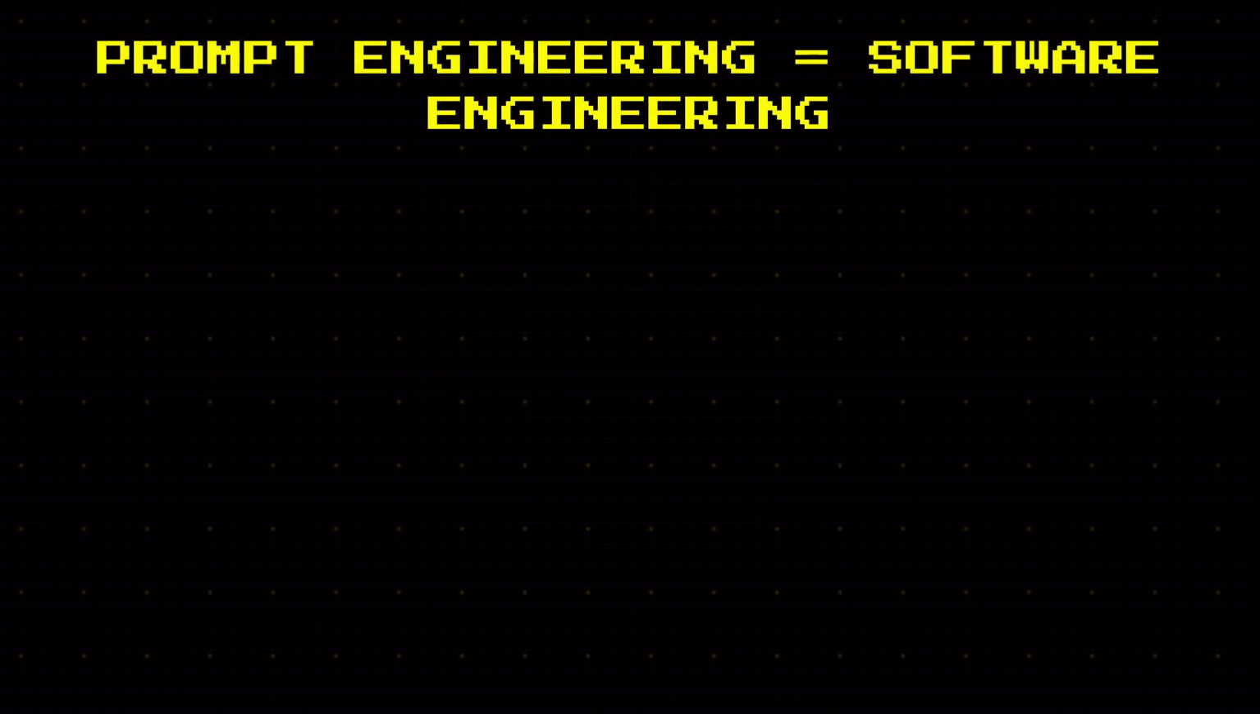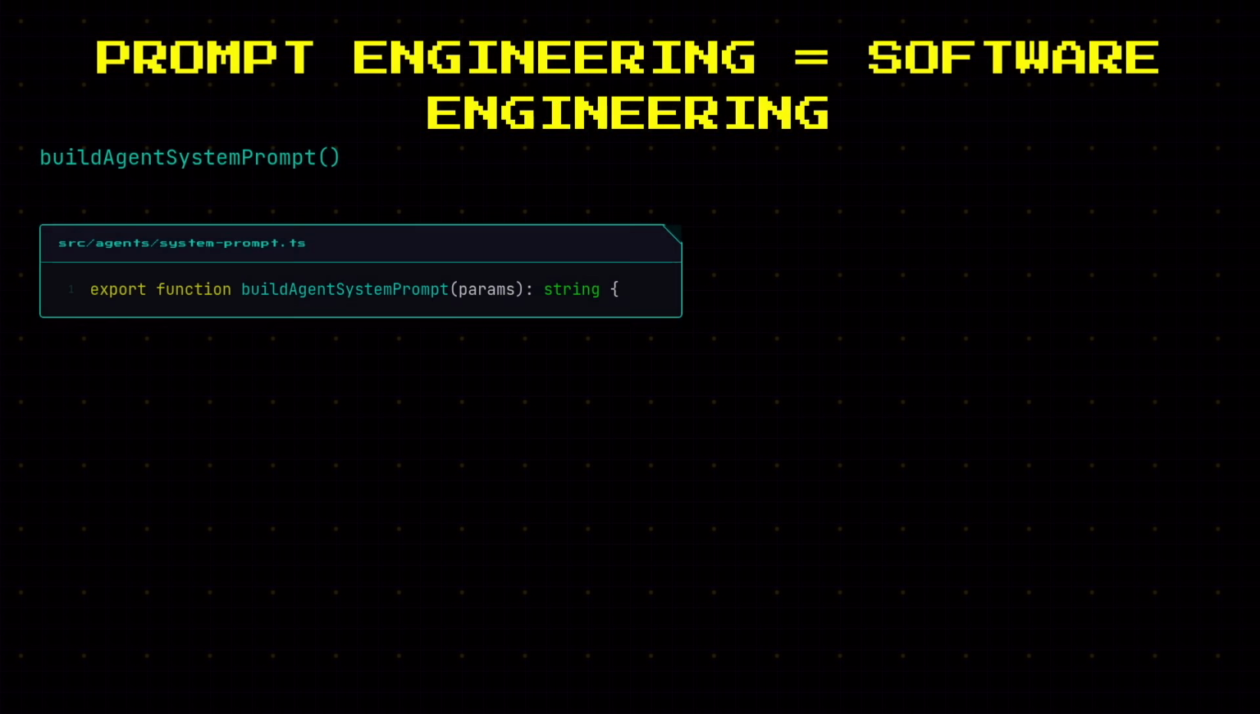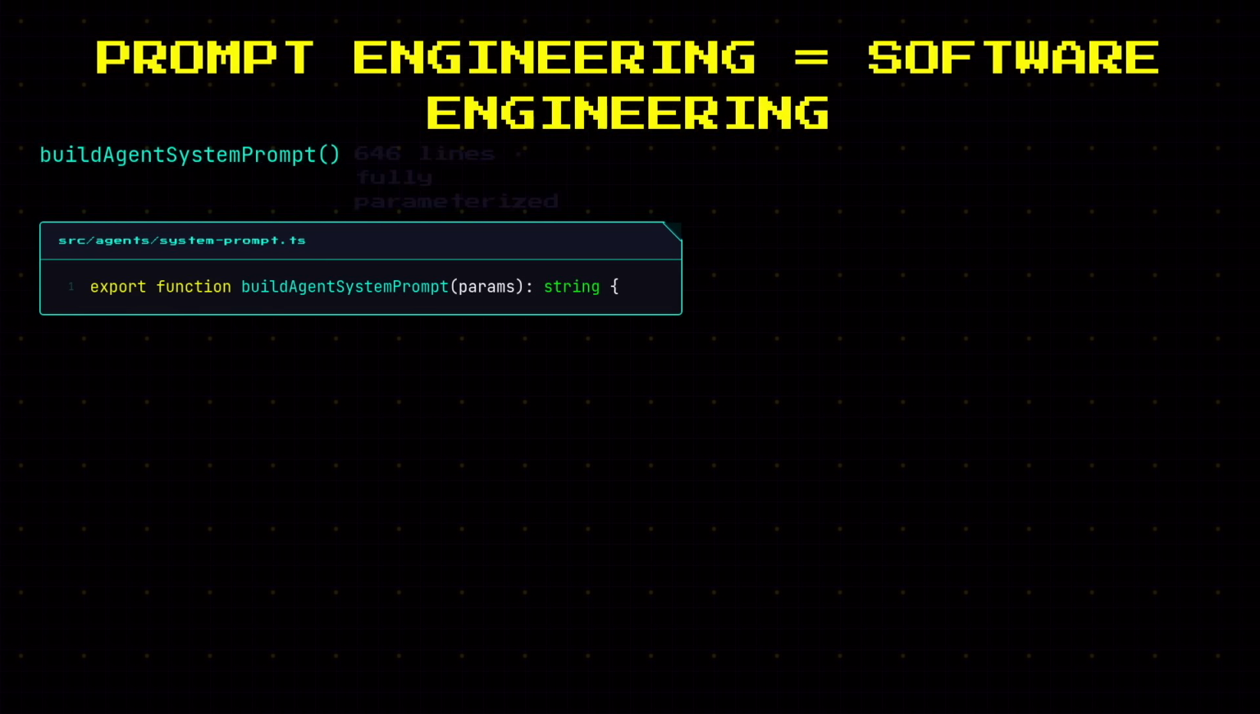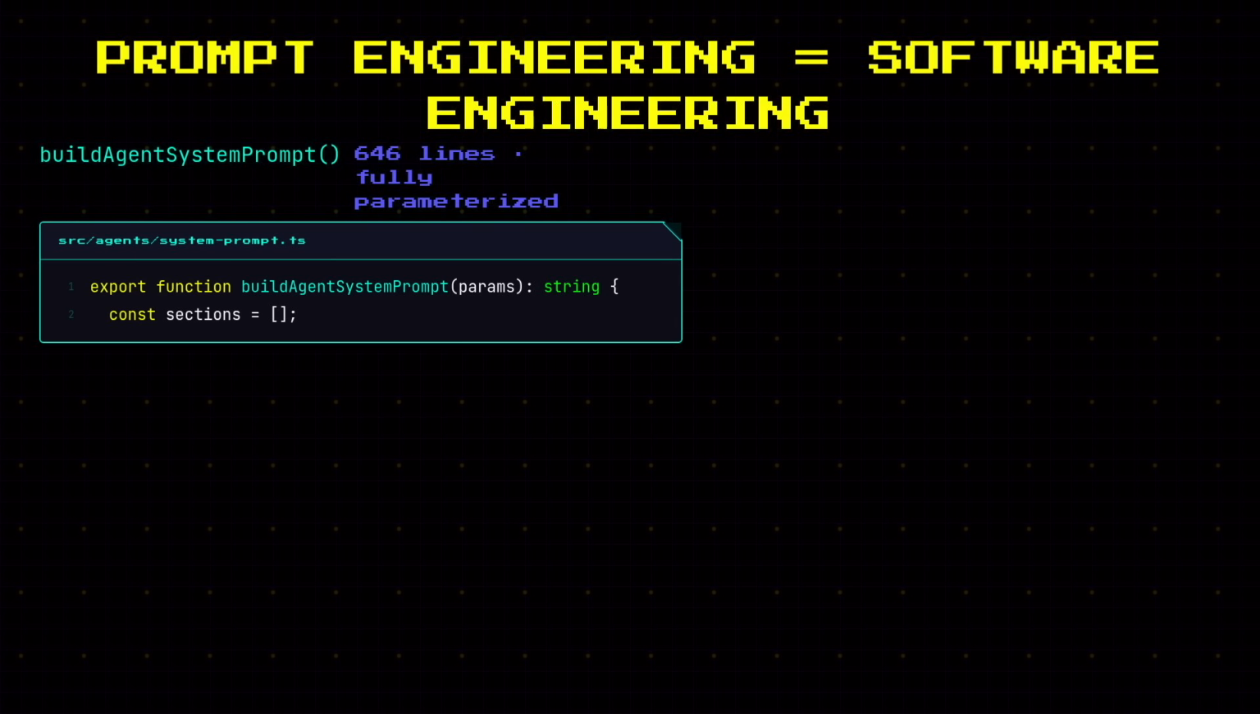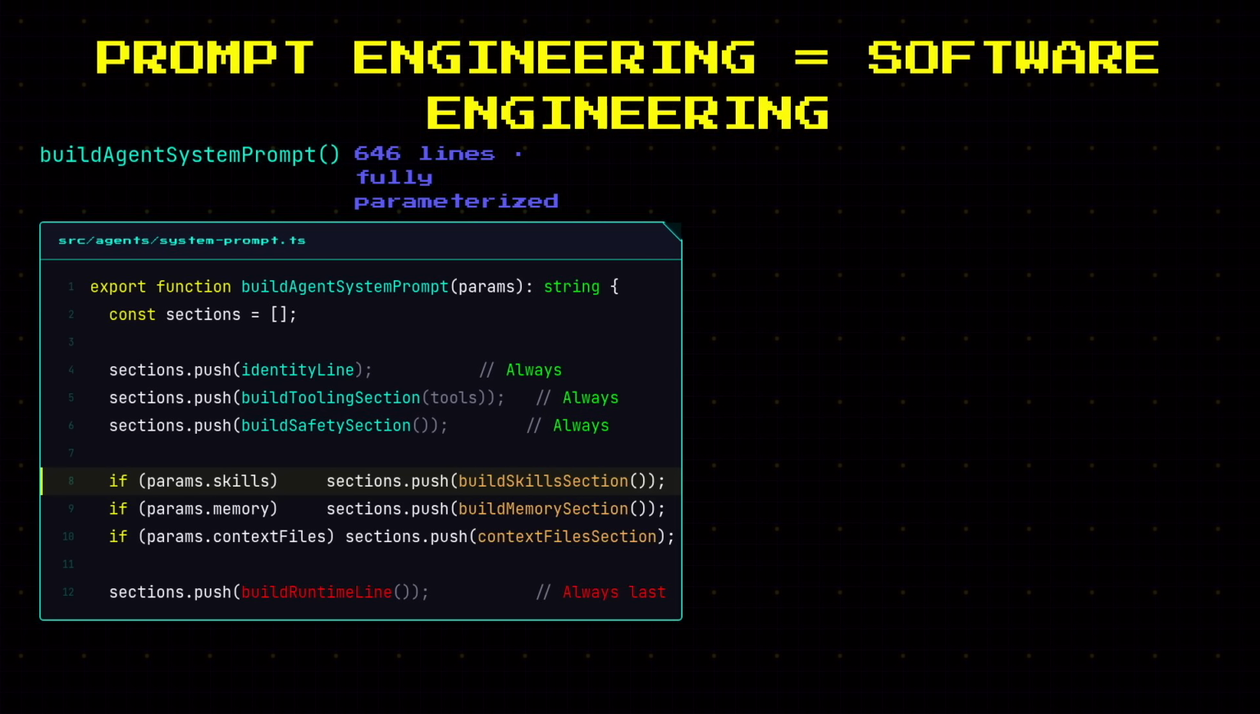Now, how it all comes together in OpenClaw. The system prompt is built by a 646-line function, build agent system prompt, from fully parameterized components. Every section is conditionally included based on what the agent needs. Identity always included, tooling always included, safety always included, skills, memory, user identity, time zone, context files, all conditional. Runtime info always last.